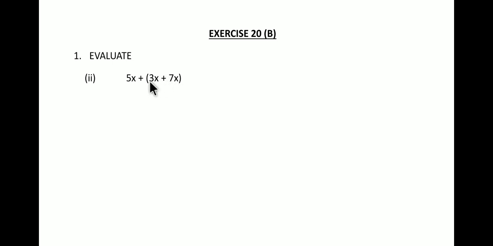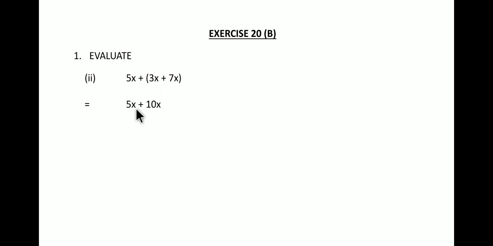So first thing is, within the bracket itself we will add them, we'll simplify it. So 3x plus 7x gives you 10x, okay. So 3x plus 7x is 10x, and this 5x is outside the bracket as it is. Now when you remove the bracket, you can simply remove the bracket because there is no minus sign that you need to be afraid of, okay. So there is a plus sign, you can simply remove the bracket.